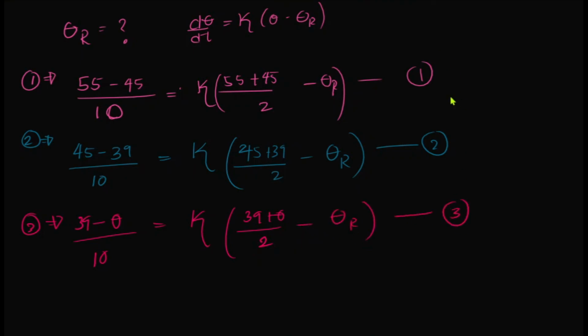So guys, this is a simultaneous solving. We have three equations and three unknowns: k, theta r and theta. We can find theta, theta r and k as well. What we need is only theta, so you'll have to simplify this and find theta.